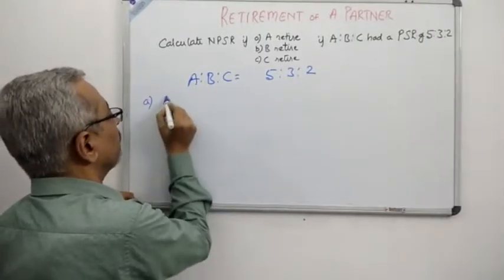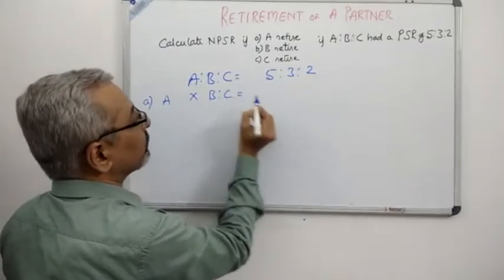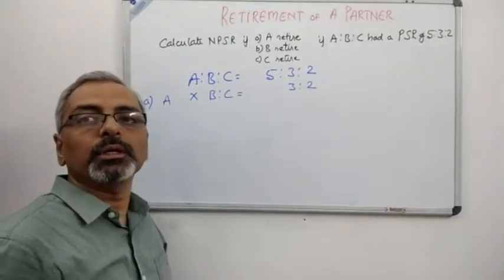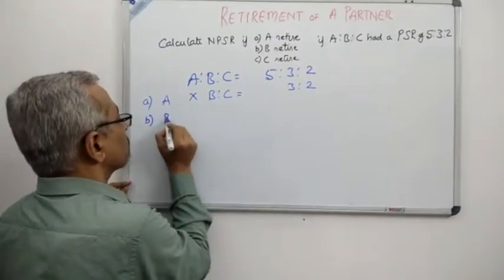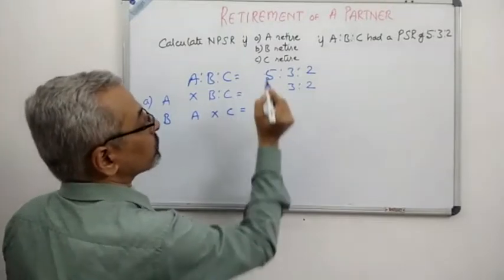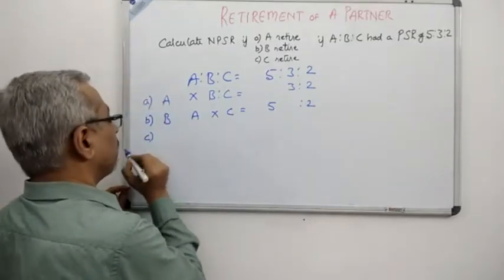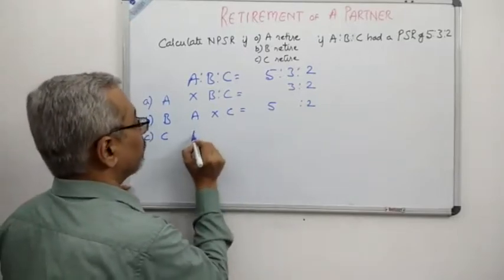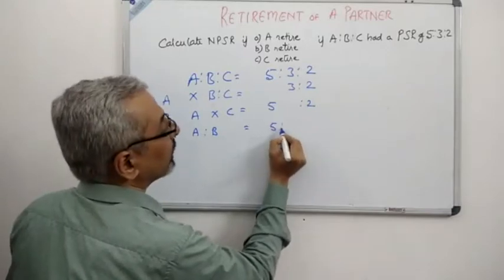Now what is case A? A has retired. So who is left? Only B and C are left. So what is the ratio among them? 3:2. The ratio of B to C will be 3:2. Now in case B, the second partner B has retired. So who is left? A and C are left. So the ratio among them is 5:2. And in the third case, you can see very carefully that C has retired. So we are left with A and B, and the ratio among them will be 5:3.